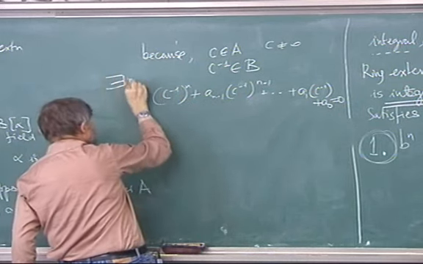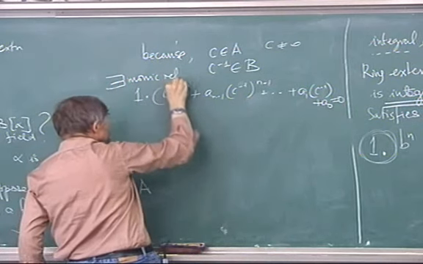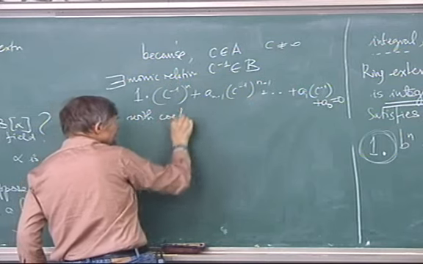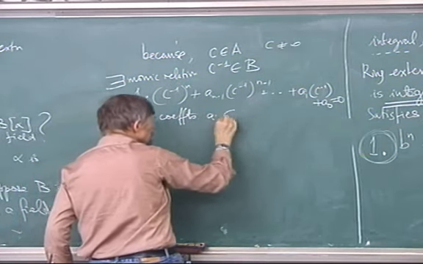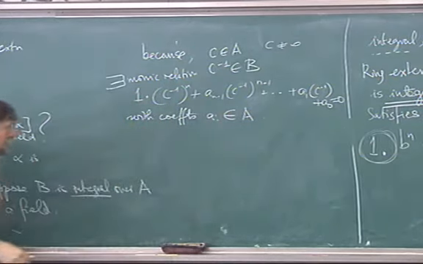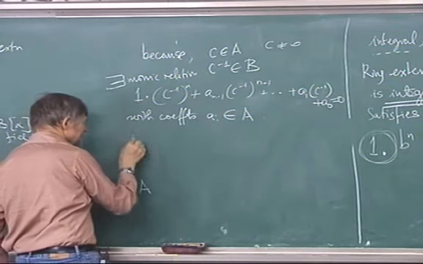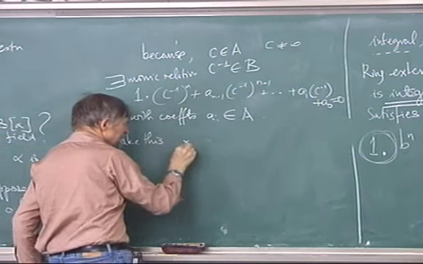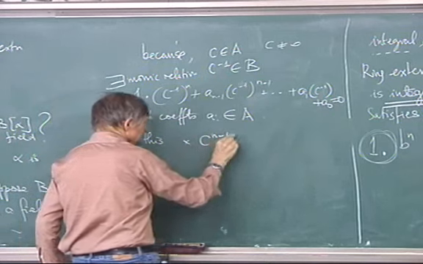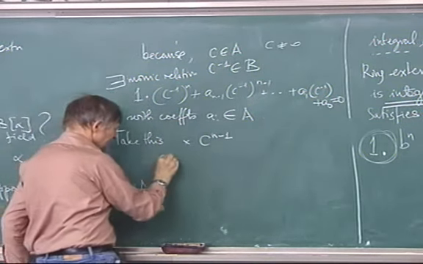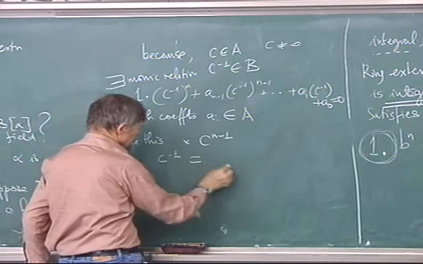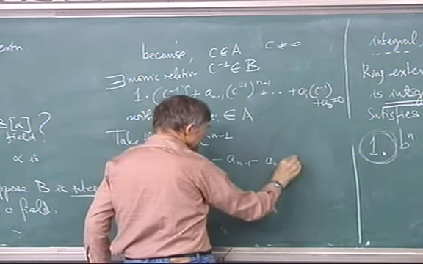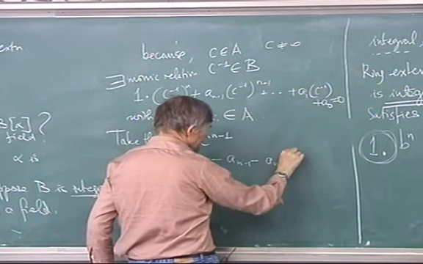There exists a monic relation with coefficients ai in A. And now just take this relation and multiply by c to the n minus 1. That gives c to the minus 1 equals minus a n minus 1 minus a n minus 2 c to the power of 1, and so on.